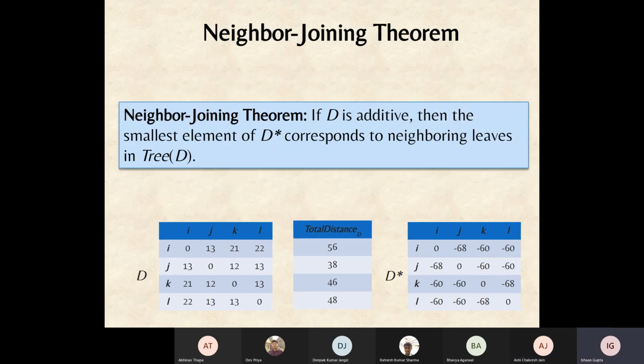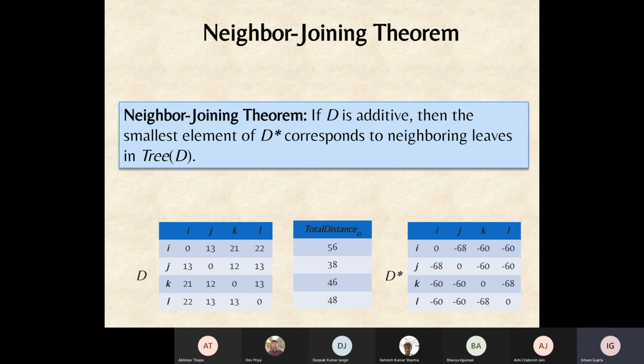Right. So now the neighborhood joining theorem basically is that if D is additive, then the smallest element of D star corresponds to the neighboring leaves in the tree D. This is a theorem. It's quite a big proof for this. It's out of the scope of the course right now, but if you're interested, I can share the links where you can read more about it.